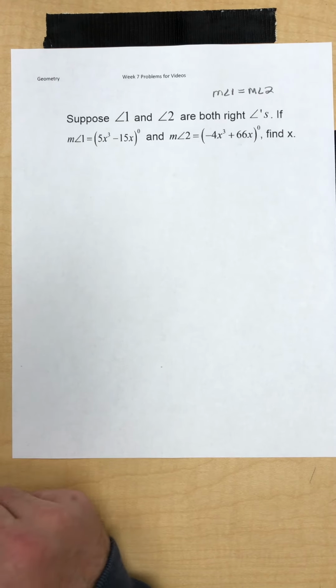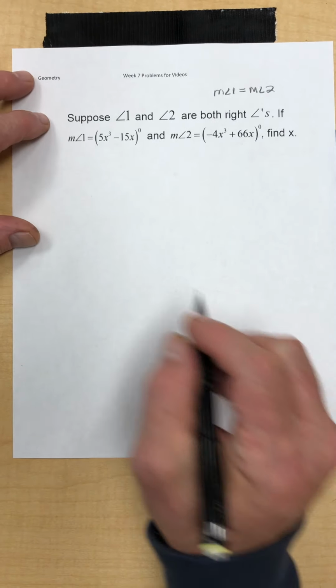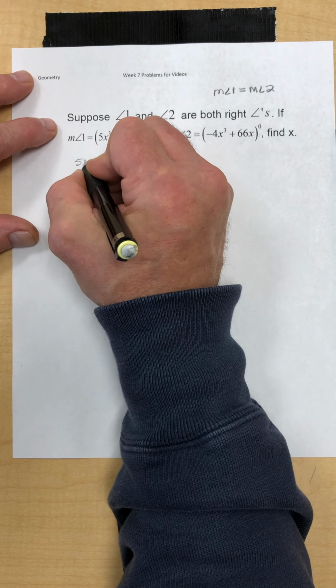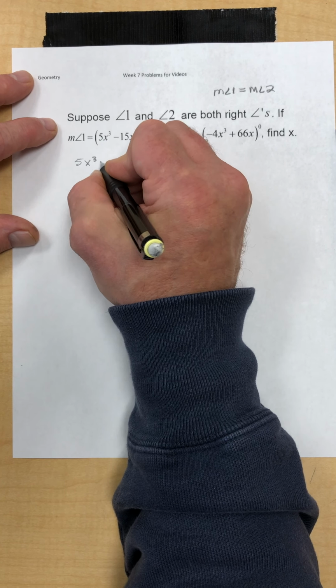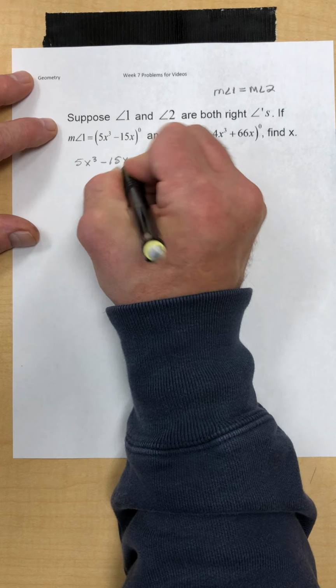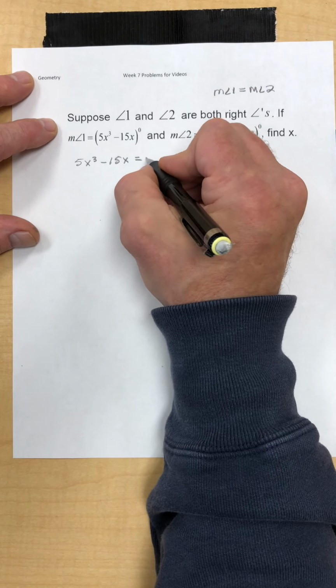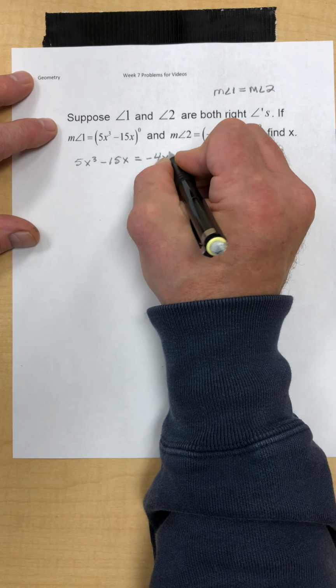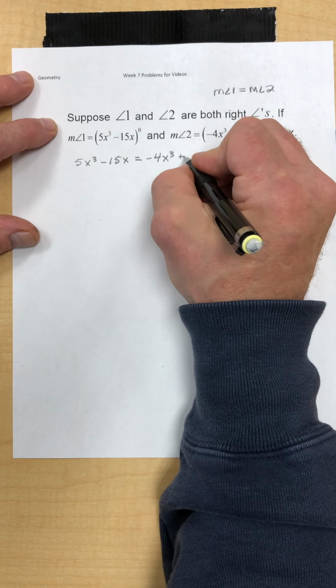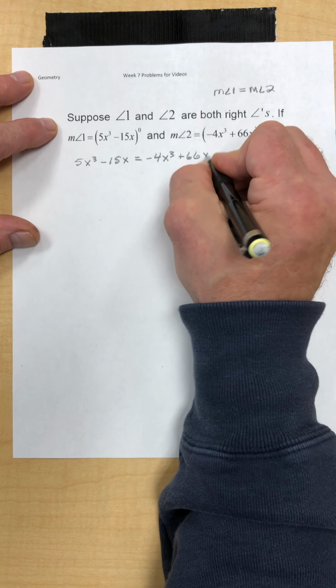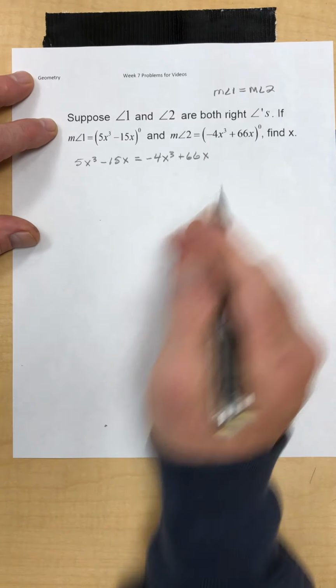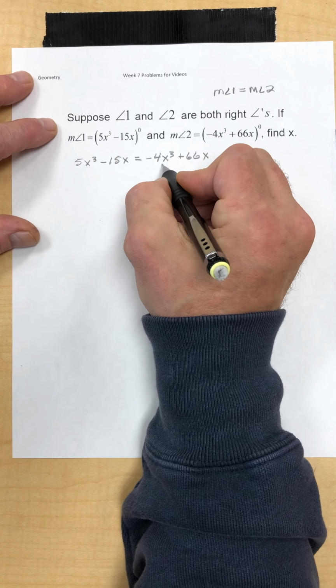We could go this route. This is one way to set it up. So I get 5x cubed minus 15x equals negative 4x cubed plus 66x. I'm going to put it in some sort of standard form.